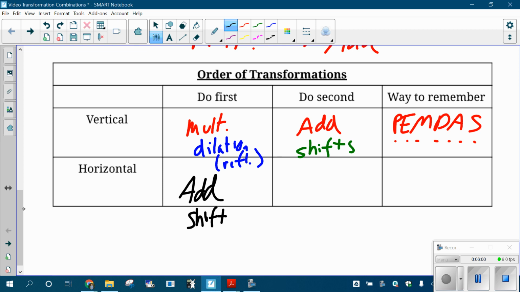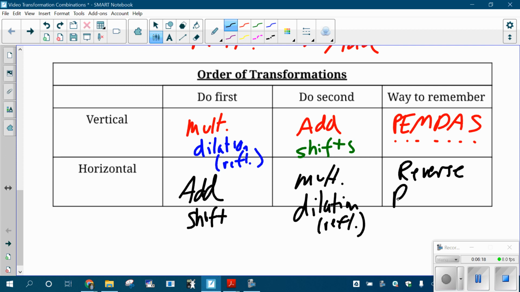What do you do second? And then you must do the multiplication. In other words, you do the dilations or reflections second. How do you remember that? You remember it's backwards. It's reverse PEMDAS. Okay, that's how I remember it.